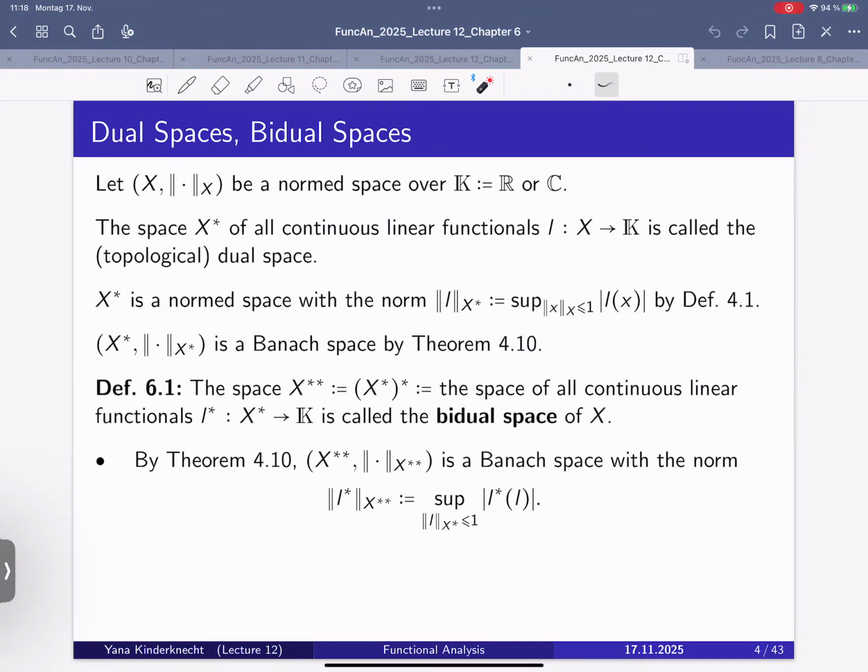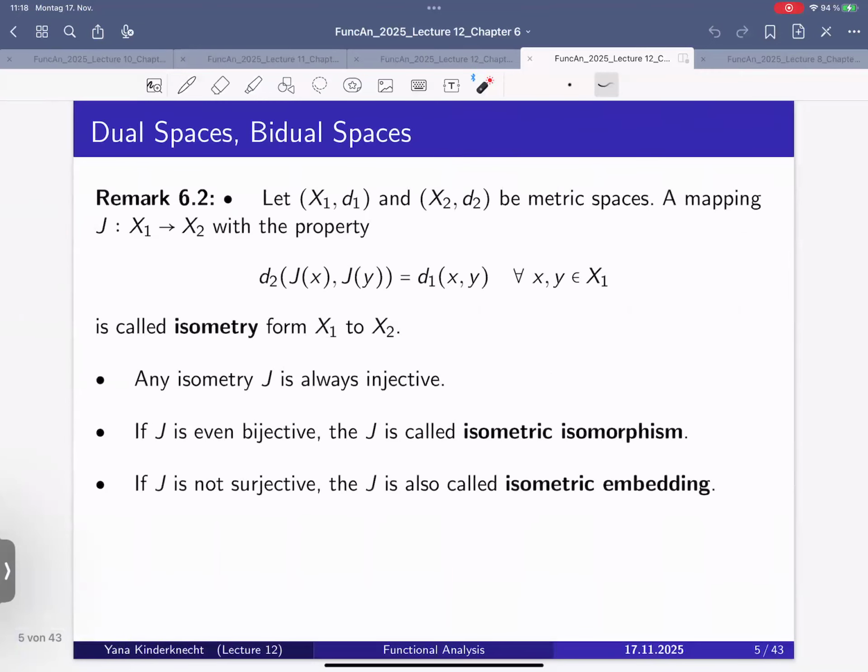Perfect. Now we need to recall some notions. Remark: let X1 with d1 and X2 with d2 be two metric spaces. A mapping J from X1 to X2 that preserves distances, that is, for any two points in X1 the distance between their images is the same as the original distance between the points, is called an isometry from X1 to X2. And since this mapping preserves distances, any isometry is always injective.